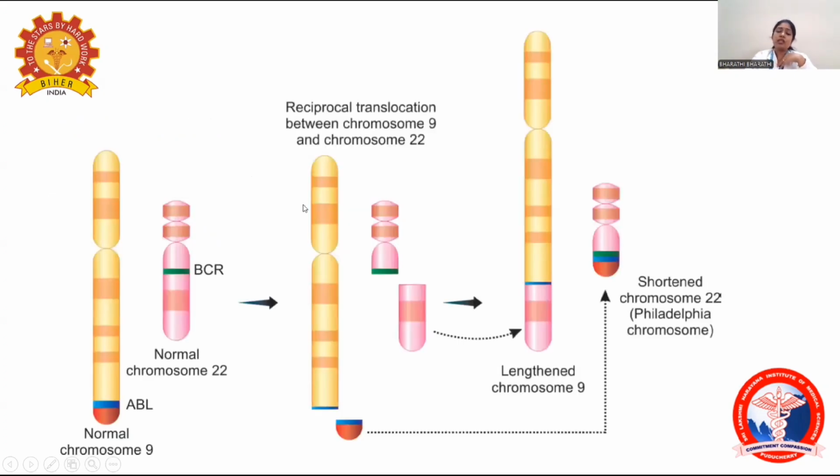Okay. So this fusion gene on the shortened chromosome 22, which is called the Philadelphia chromosome, produces a protein called oncoprotein. It has tyrosine kinase activity. It inhibits apoptosis in all the cells. So there is abnormal, uncontrolled proliferation. That is why it is called a myeloproliferative disorder. Okay, there is excessive proliferation of all the progenitors.